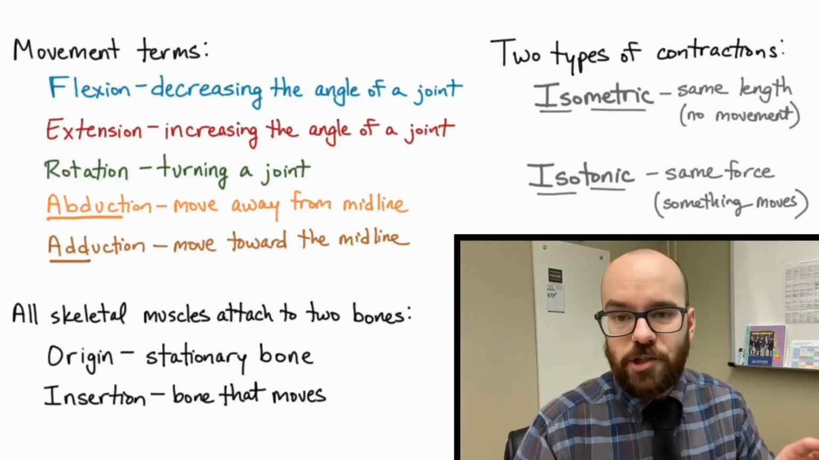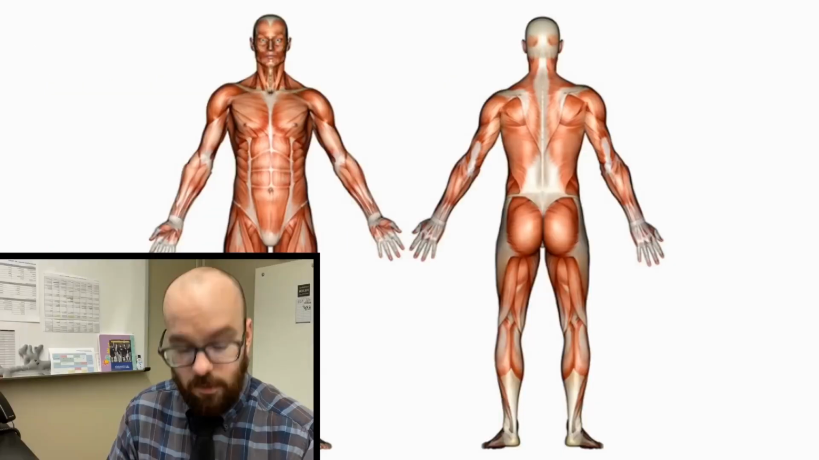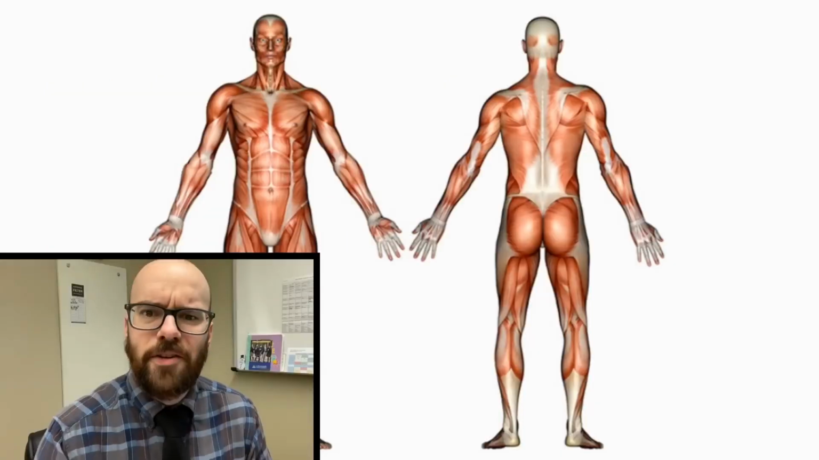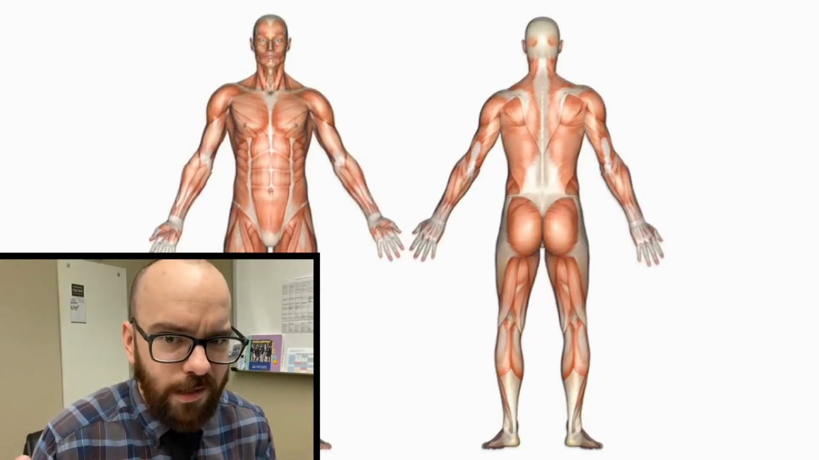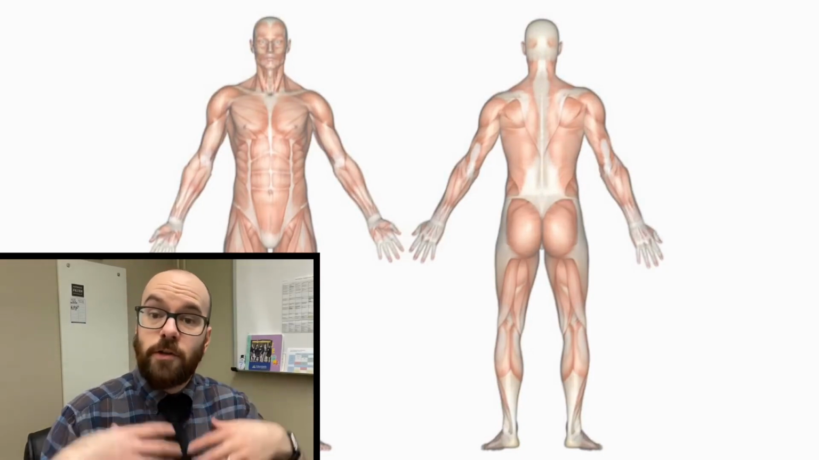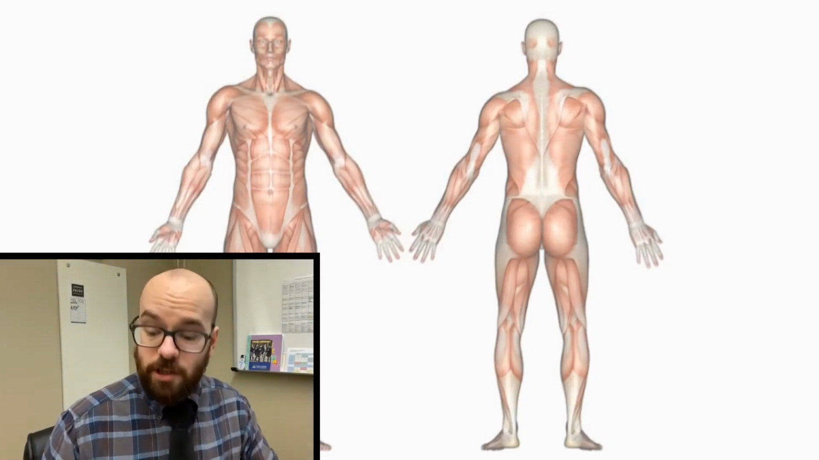So with all that terminology out of the way, let's actually look at some muscles. Whoa, this person looks intense. Muscle diagrams always look super intimidating, am I right? We'll move from the arms to the shoulder to the torso and then down to the legs. So we'll start off with this.